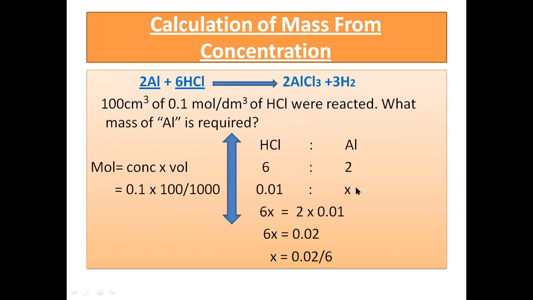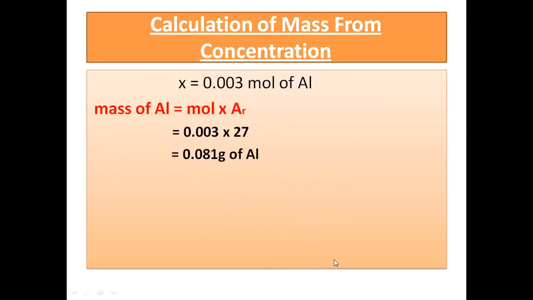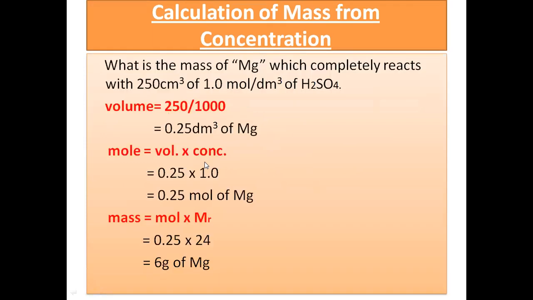Now cross multiply the values, and after calculation we have x is equal to 0.02 divided by 6, and finally we have 0.003 moles of aluminium. Now for mass calculation we have the formula: mass of aluminium is equal to mole times relative atomic mass. Mole 0.003 multiplied by 27 gives 0.081 gram of aluminium, which is the mass of aluminium required in this case. Another calculation, again it involves mass from the concentration.